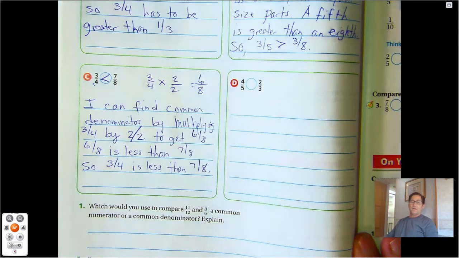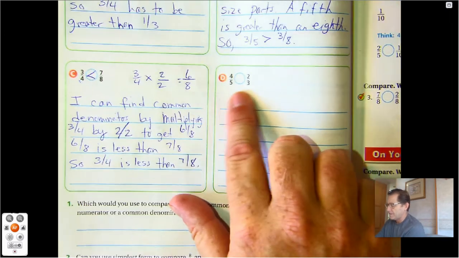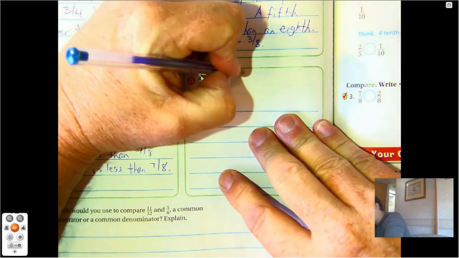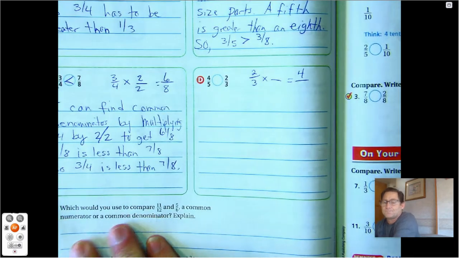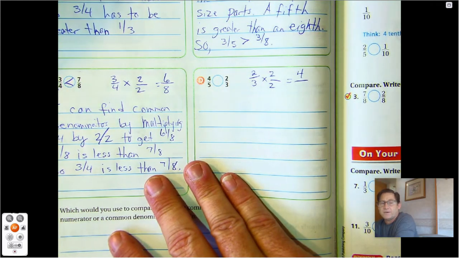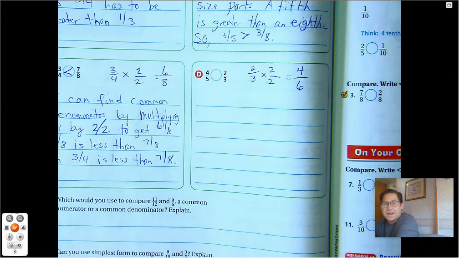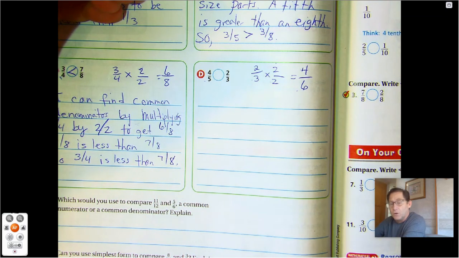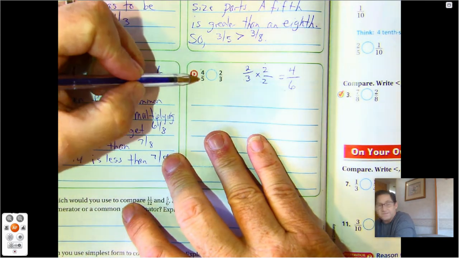All right, 4/5 and 2/3. Well, common denominators is a little more difficult in this one, but it's easy to make common numerators. So I'm just going to think 2/3 times what would give me the same numerator of 4. 2, right? So I'm going to multiply both the numerator and denominator by 2. 2 times 2 is 4, and 3 times 2 is 6. All right, so now we're comparing 4/5 and 4/6. The smaller the denominator, the larger the pieces. So they both have 4 pieces, but the fifth size pieces are larger.